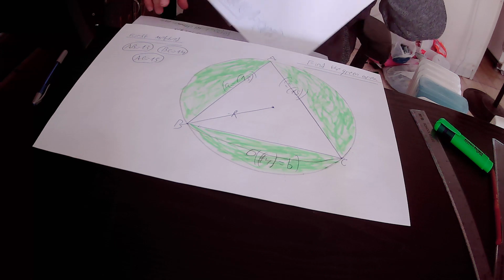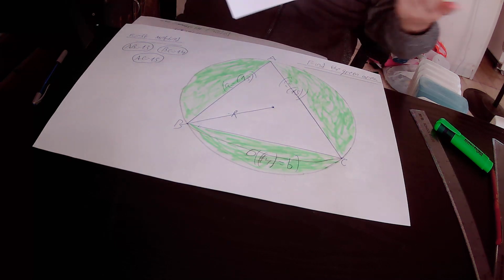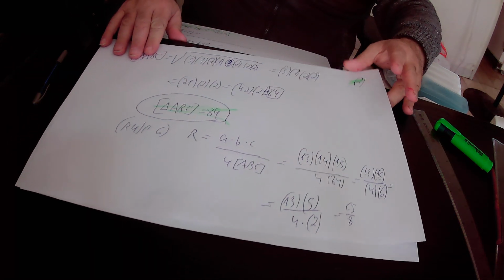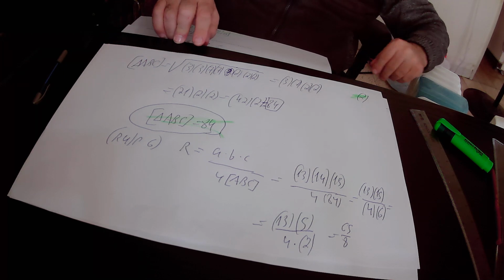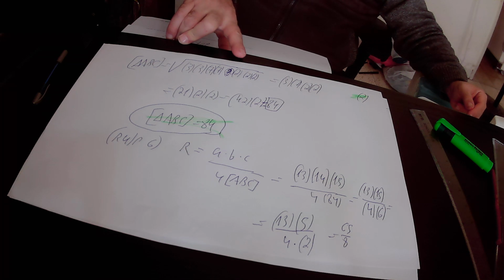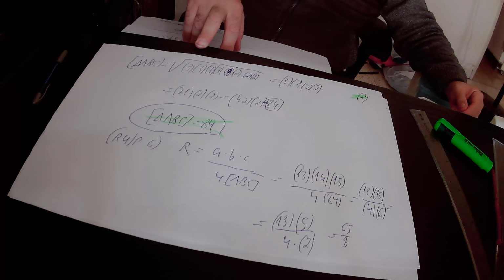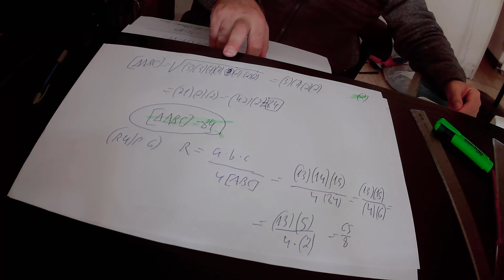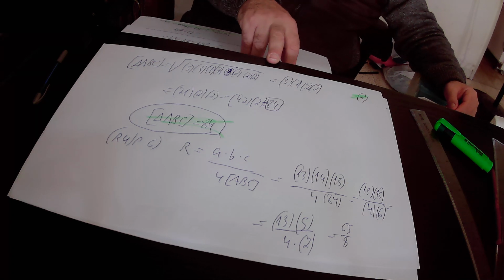We found out actually that the area of triangle ABC equals the square root of 3 times 3 times 7 times 7 times 2 times 2 times 2 times 2. The square root of 3 times 3 is 3. The square root of 7 times 7 is 7. The square root of 2 times 2 is 2. And the square root of 2 times 2 again is 2.